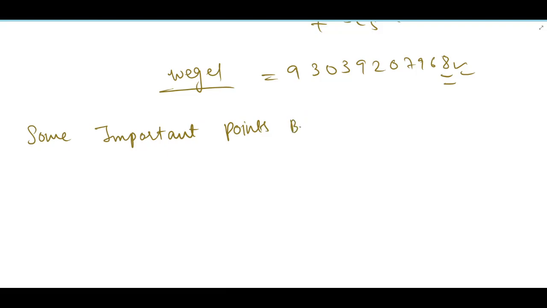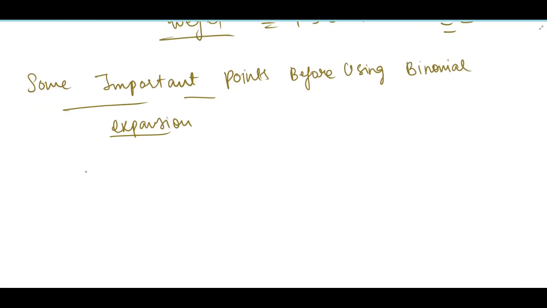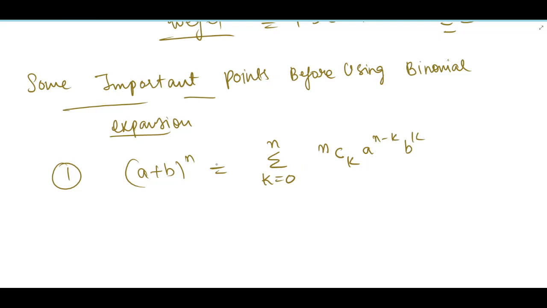Before using binomial expansion, first point: (a plus b) to the power n is equal to the summation over k equal to 0 till n of nCk times a to the power n minus k times b to the power k, where this symbol is known as summation.